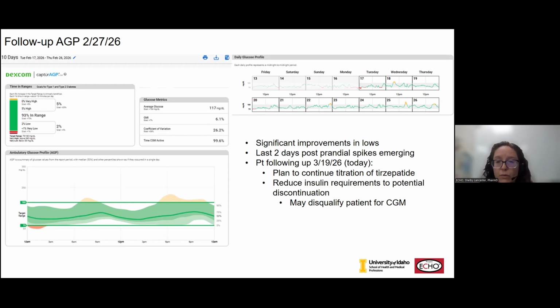So ultimately, we are continuing to titrate the tirzepatide up to the 5 milligram, preemptively reducing the dose of the glargine by an additional 20%, and then hopefully we can discontinue that long-acting insulin. One thing will be of note: it could disqualify him for CGM, but hopefully if we can get him on to the tirzepatide alone without insulin, we won't need it as much.